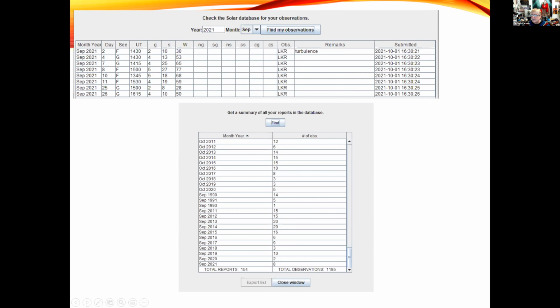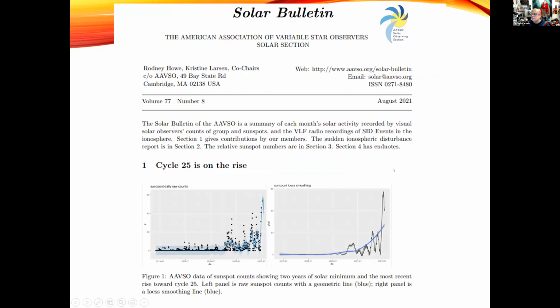Any observations are valuable. So every month we take the observations and we put them in the solar bulletin, which has the statistics of the aggregates of your observations and has other information about solar observing. You can get all of the past solar bulletins online through the website of the solar section.